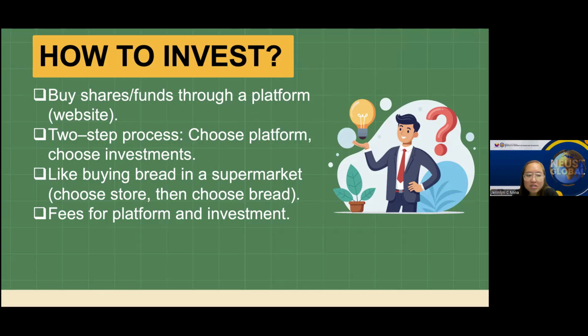The things that you have to consider: platforms charge fees, like different supermarkets charging for shopping bags. Some platforms have low fees but higher investment costs, while others have higher platform fees but cheaper investments. For example, if you want to invest in Jollibee Food Corporation stocks, you can use platforms like COL Financial or BDO Securities to buy shares. These platforms charge fees, so it's important to compare the cost before investing. And of course, you have to inquire. Magtanong muna kayo, and then you make a decision.